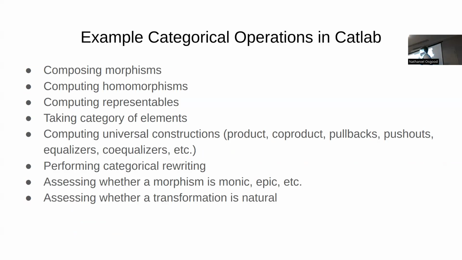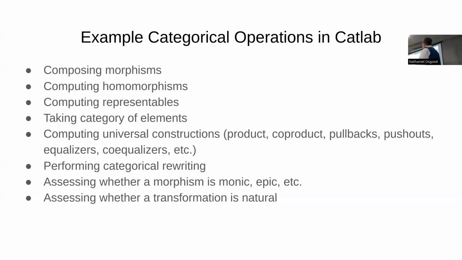Well, you can do things like composing morphisms, these structure-preserving mappings called homomorphisms. We can compute what are called representable functors, which are natural building blocks for building up larger structures with copresheaves. We can take categories of elements of a copresheaf, which, amongst other things, gives us a way of visualizing different types of structures and reasoning about their pieces in a way that applies to any C-set.